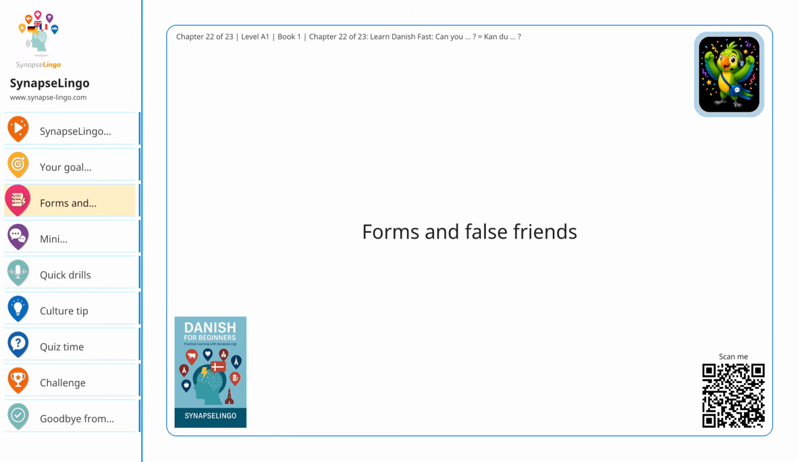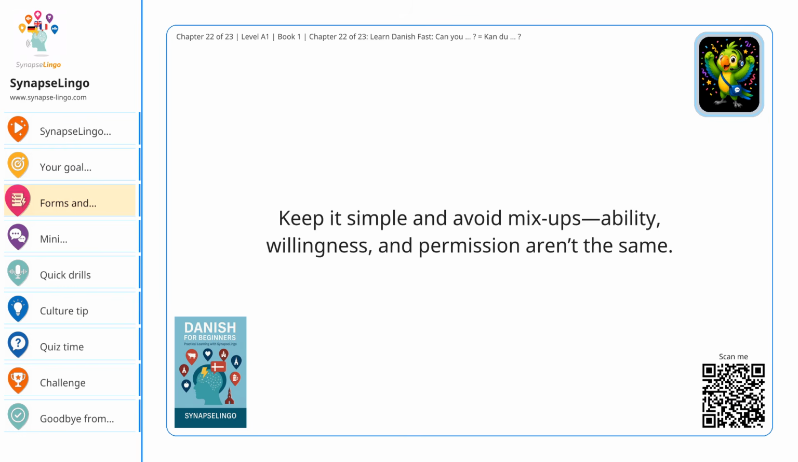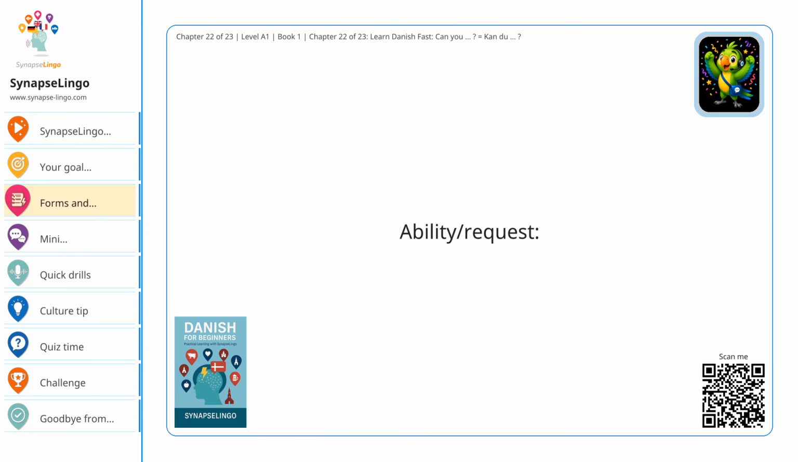Forms and false friends. Keep it simple and avoid mix-ups. Ability, willingness, and permission aren't the same. Ability, request: "Kan du?" equals "can you." Willingness: "Vil du?" equals "do you want to." Permission: "Må du?" equals "are you allowed to." Extra polite: "Kunne du?" equals "could you." Negation: "Kan du ikke?" equals "can't you," a soft nudge.